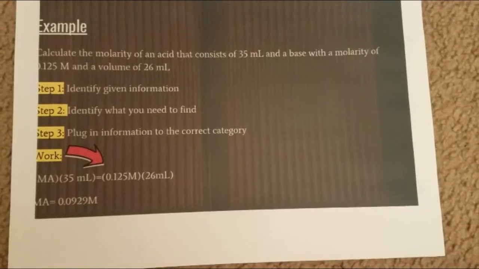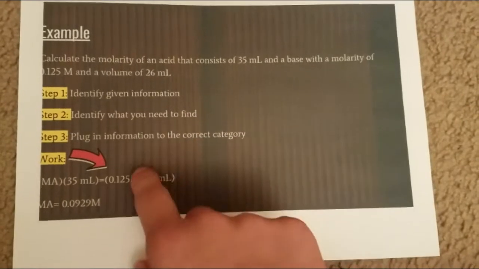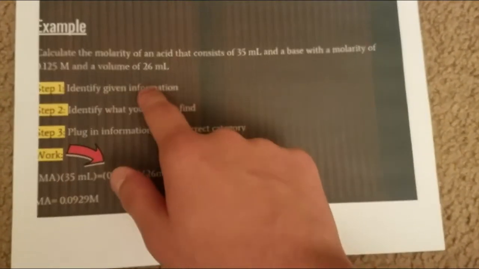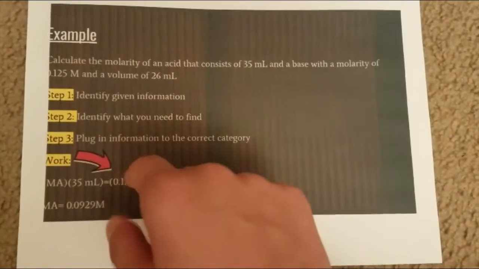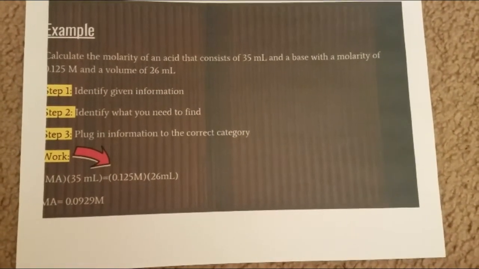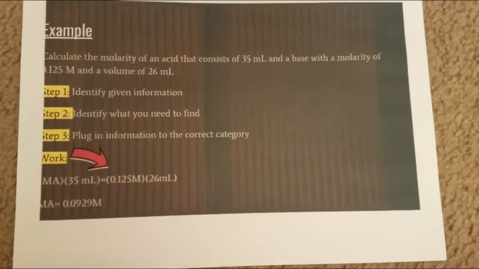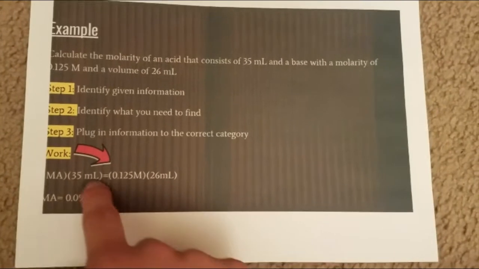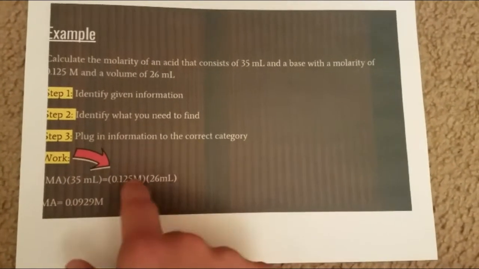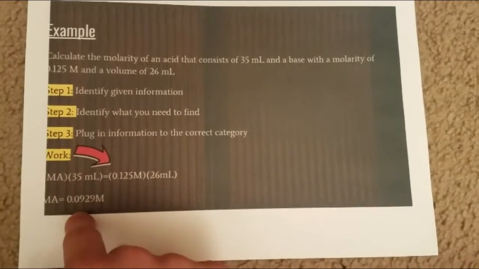So as you see, 35 milliliters of an acid, so that would go to the acid section, and then the given information would be the base, which is 0.125 concentration and a volume of 26 milliliters. You plug that in, and then you multiply the given information and divide by the other information with the missing part.